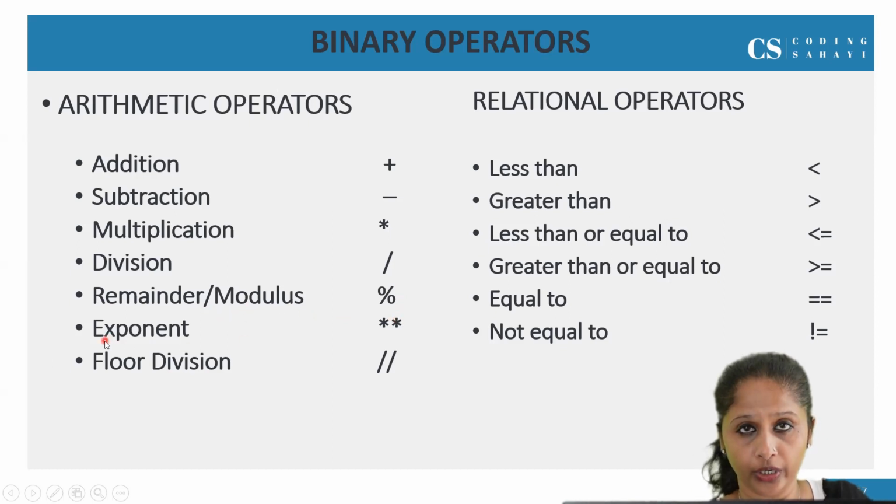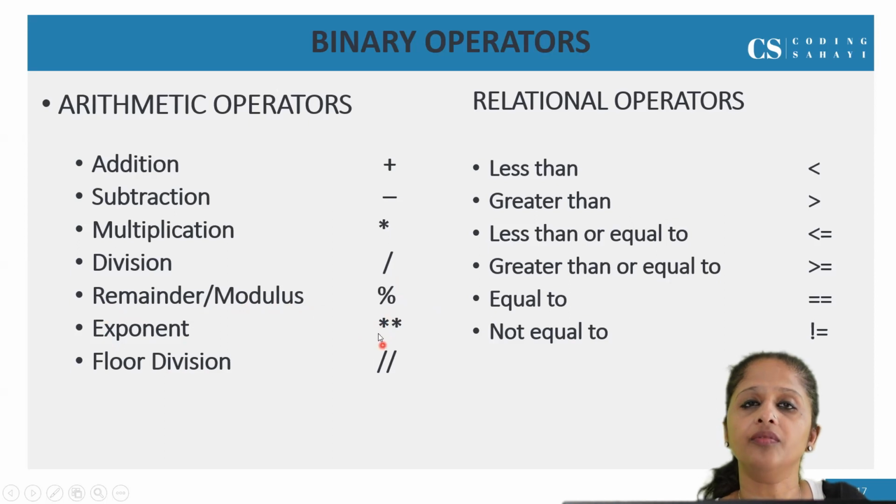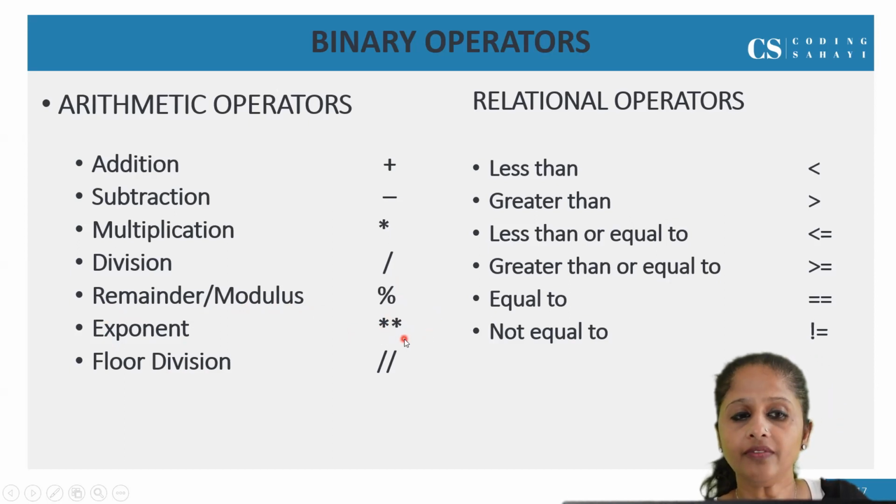Then we have exponent, that is to the power, like 10 to the power 4. If you want to find 10 raised to 4, then we can use the double star. 10 double star 4 means 10 to the power 4. Then we have floor division, that is double forward slash. Floor division means when you divide a number by another one, you get the integer result; you will not get point values. So that is floor division. Let's see some examples of arithmetic operators.